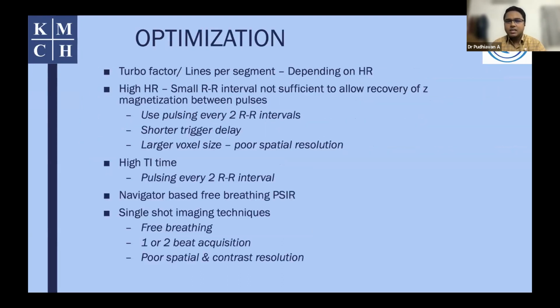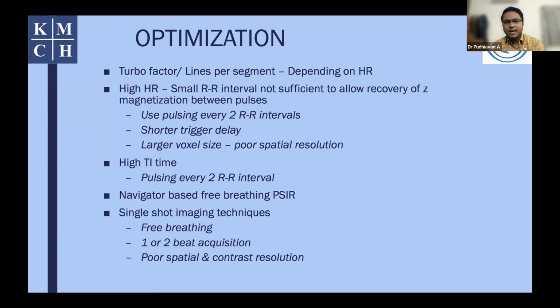Coming to optimizing the delayed enhancement sequences. There is something called a turbo factor or lines per segment, which determines the number of lines of K space that are filled in each cardiac cycle. So you can adjust the turbo factor depending on the heart rate. When the heart rate is low, increase the turbo factor so that more lines of K space are filled. Whereas when the heart rate is high, decrease the turbo factor so that the K space is filled over more cardiac cycles.